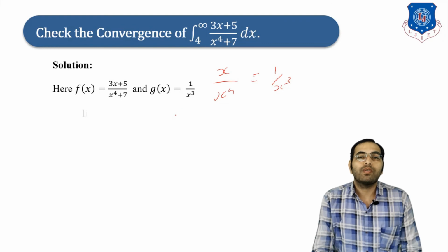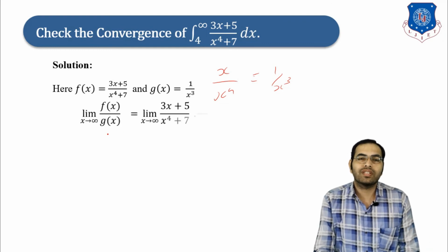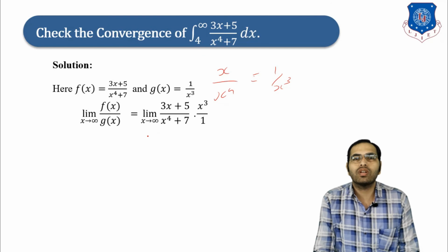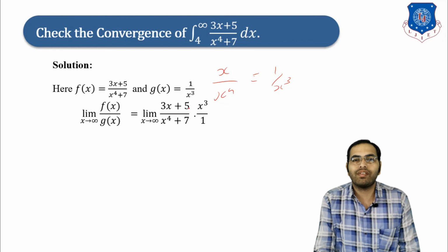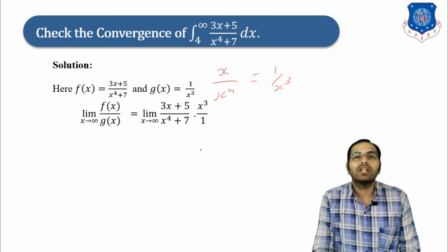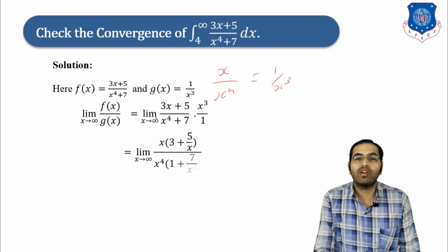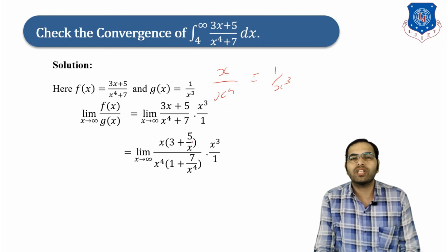Now with the help of the limit comparison test, limit x tends to infinity of f of x by g of x. Substituting the values of f of x and g of x, limit x tends to infinity of 3x plus 5 upon x raised to 4 plus 7, divided by 1 upon x cube, so x cube comes in the numerator. In the numerator x will be common out, and in the denominator x raised to 4 will be common out. That gives limit x tends to infinity of x times 3 plus 5 by x, into x cube upon x raised to 4 times 1 plus 7 by x raised to 4.